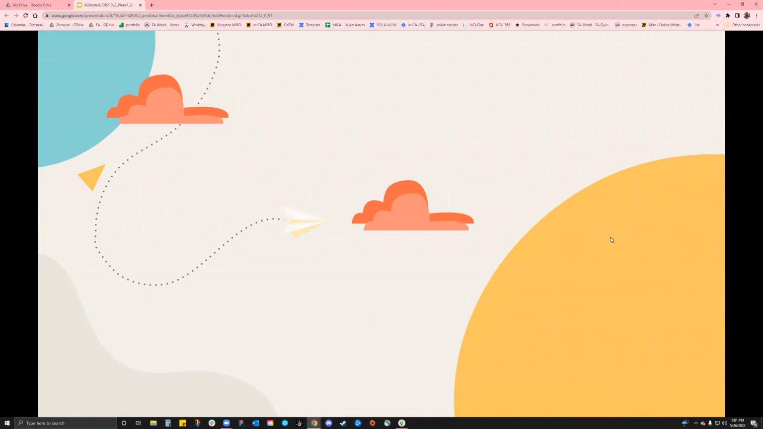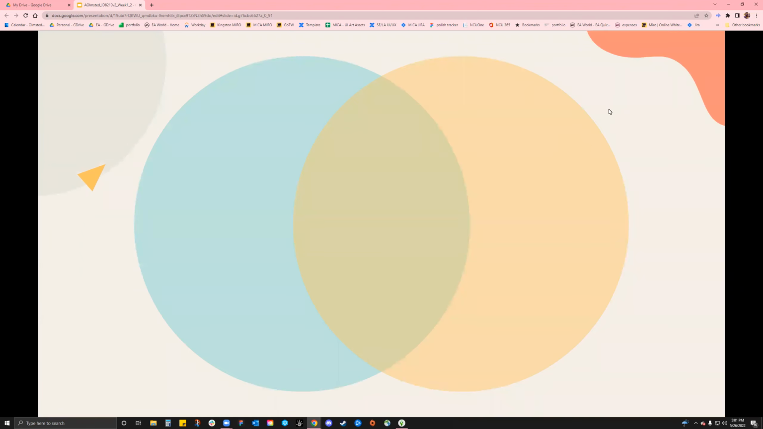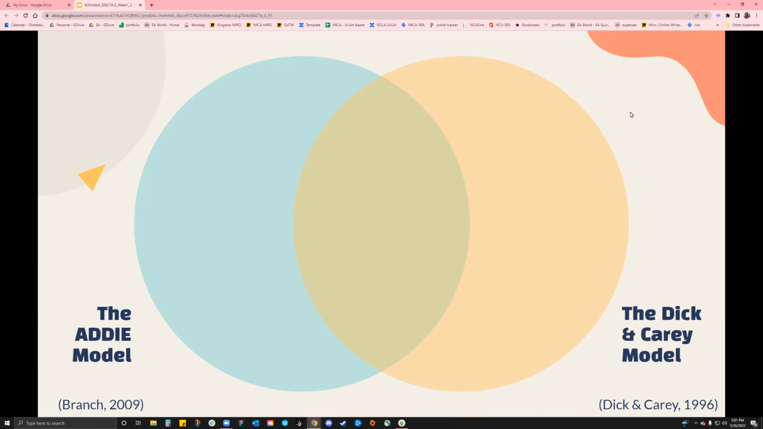Now that we have a pretty good grasp of our two design approaches, and we have looked at how they have affected and influenced media and its adaptation in instruction, let us compare and contrast these approaches. We're going to begin our Venn diagram with looking at the ADDIE model and the Dick and Carey model. To start out with, let us look at how these approaches are similar.